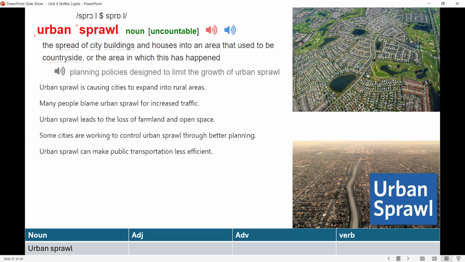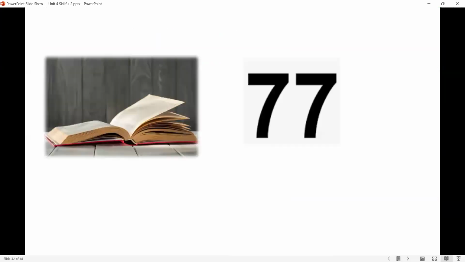Urban sprawl is causing cities to expand into rural areas. Many people blame urban sprawl for increased traffic. Urban sprawl leads to the loss of farmland and open space. Some cities are working to control urban sprawl through better planning. Urban sprawl can make public transportation less efficient.